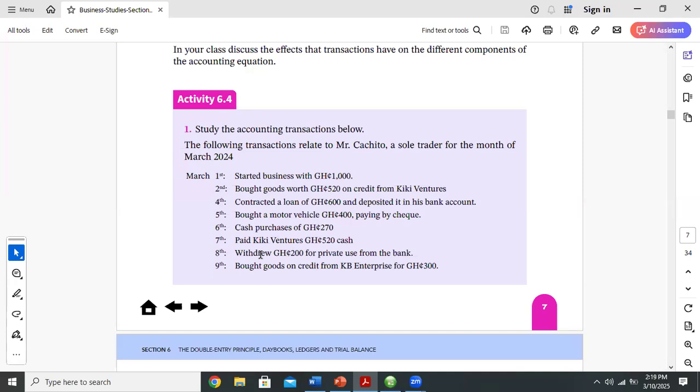Then the eighth one is this question, either Bridget or Oswell should answer it, or even Eugenia. So please listen. Withdrew 200 Ghana cedis for private use from the bank. Please, what is the general term for the owner withdrawing a resource for private use?